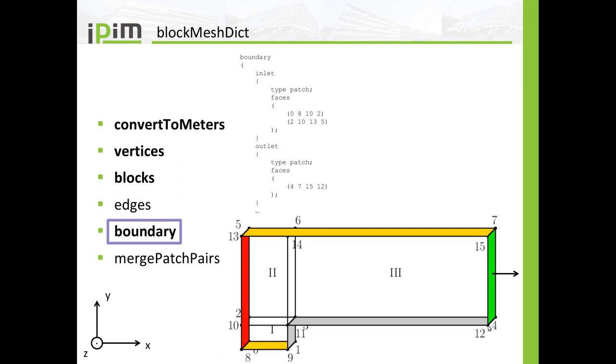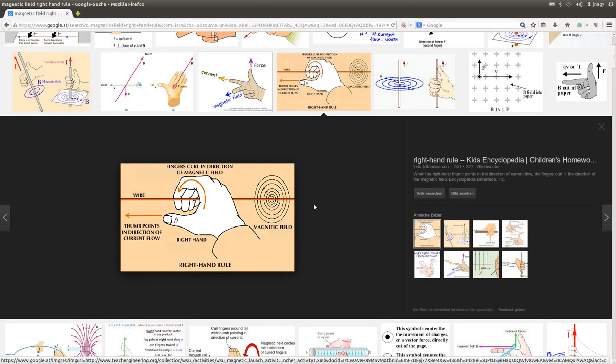And the orientation is very important here because this defines the normal vector of your face. I show you here the normal vector. And to remember the correct orientation, I pulled up a picture which I found on Google, so I do not take credit for this picture. You can find it here.